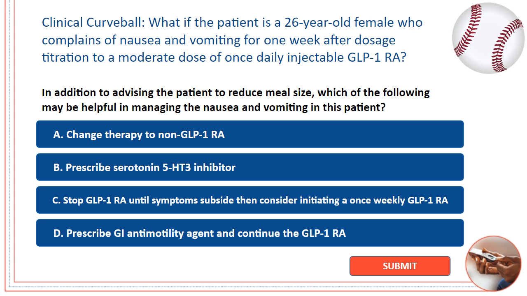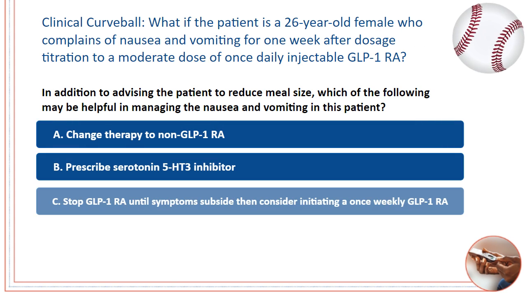So I have a clinical curveball. What if the patient is a 26-year-old female who complains of nausea and vomiting for 1 week after the dosage titration to a moderate dose of a once daily injectable GLP-1? So in addition to advising the patient to reduce meal size, which of the following might be helpful to manage the nausea and vomiting in this patient?